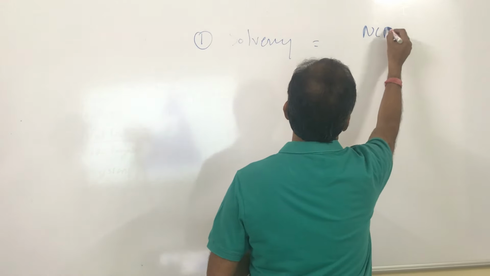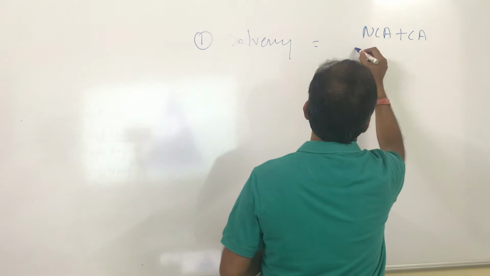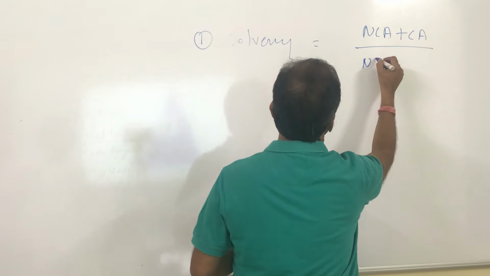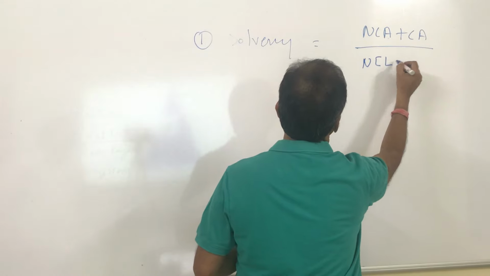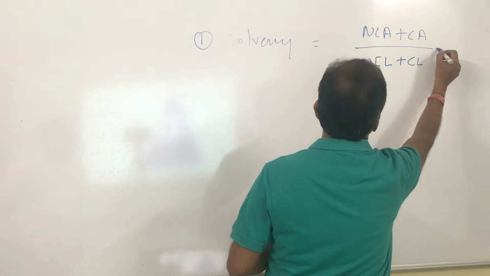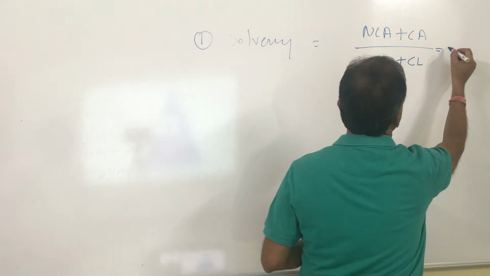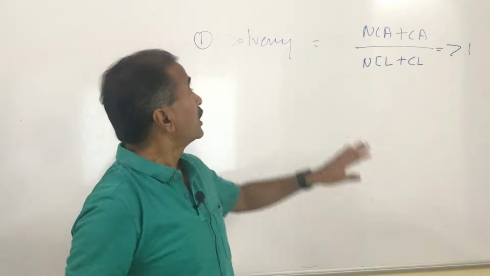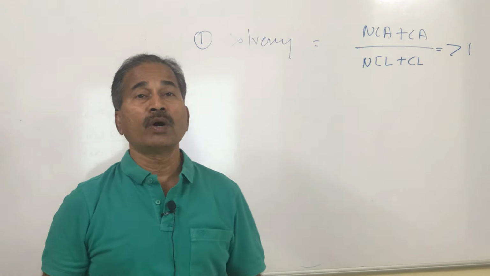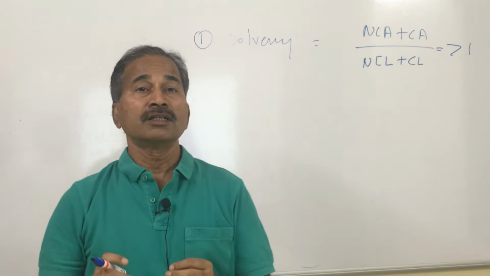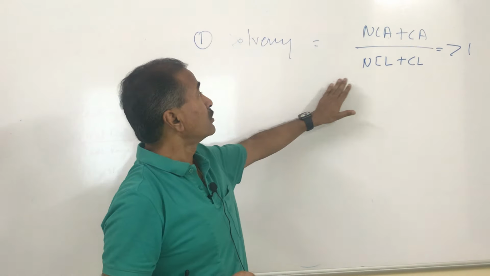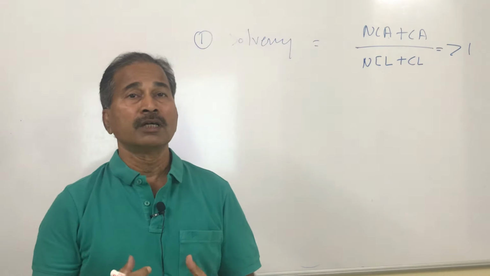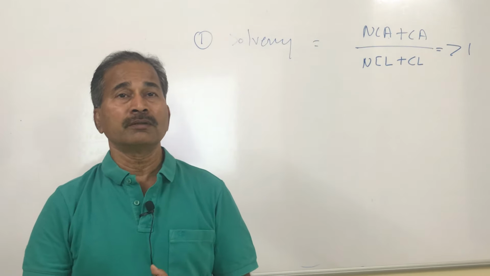Take the figure of non-current assets, add the figure of current assets, and divide this total by the figure of non-current liabilities plus current liabilities. If this figure is more than 1, that means the business is solvent. And that talks about the solvency. So this gives you a historical perspective about the solvency of a business.